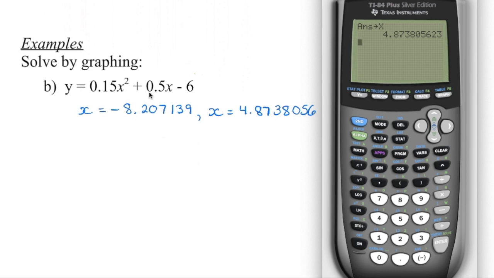So I'm going to now enter this function. So we're going to go 0.15 x squared and then plus 0.5x.